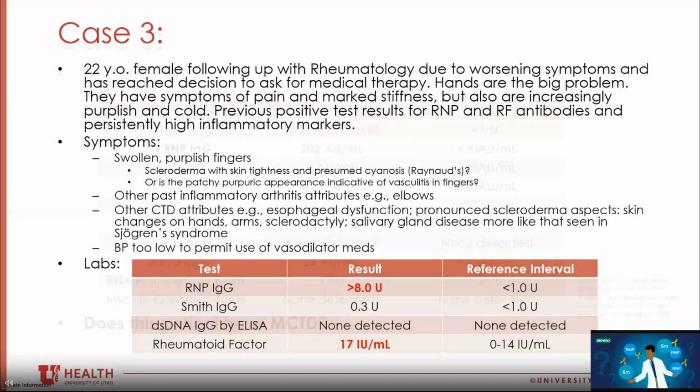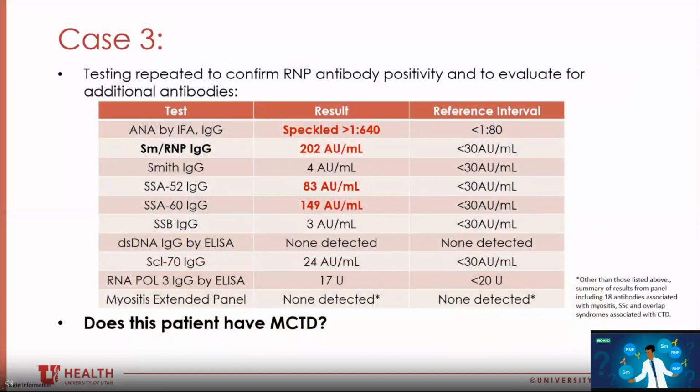Repeat anti-RNP testing was positive, as was testing for ANA by IFA. Anti-SSA52 and anti-SSA60 antibodies were also positive. The results of testing for additional autoantibodies, including anti-Smith, anti-double-stranded DNA, anti-SCL70, anti-RNA polymerase III, and an extended panel of myositis antibodies were all negative.